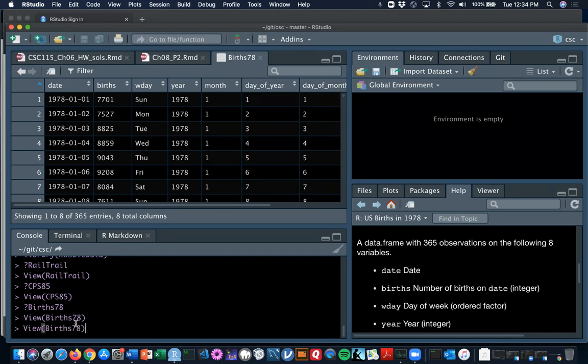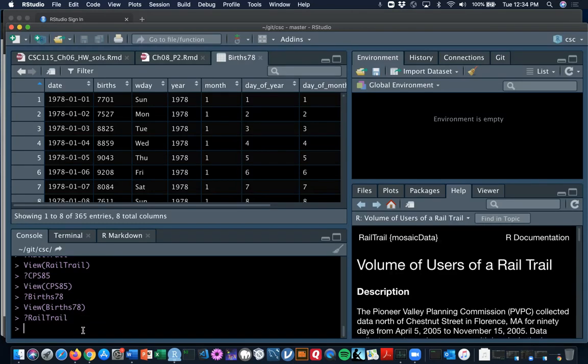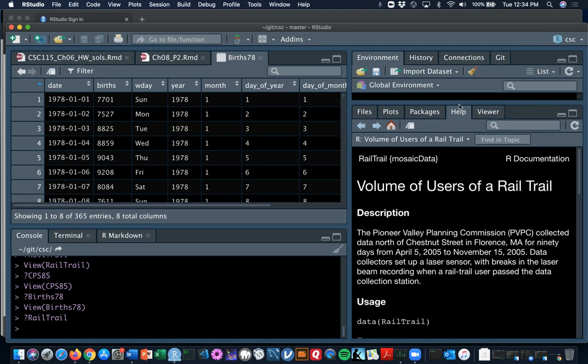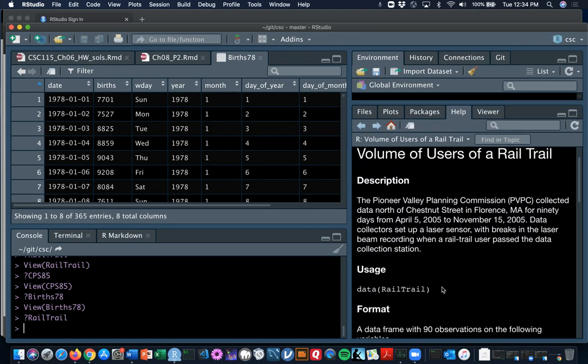So say for Railtrail, down here in the console, we're doing help on Railtrail, question mark Railtrail. And you get the help popping up here in the corner. And that's where you can read about how every row in the data set is a day between April 5th, 2005 and November 15th, 2005.